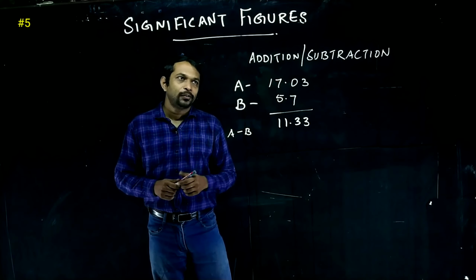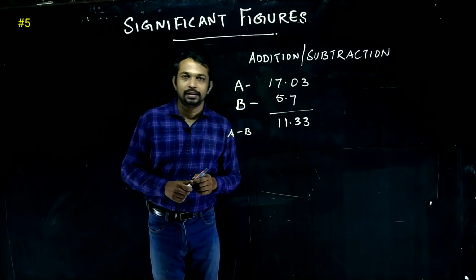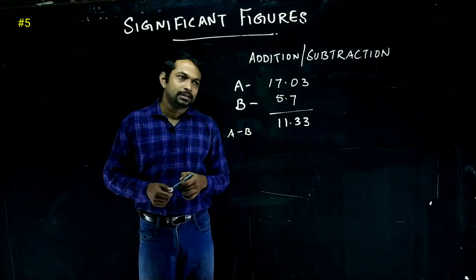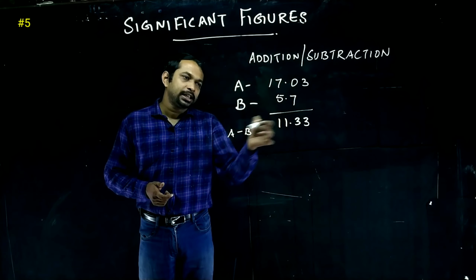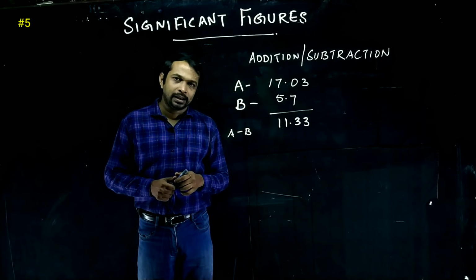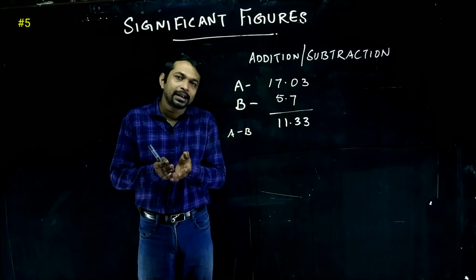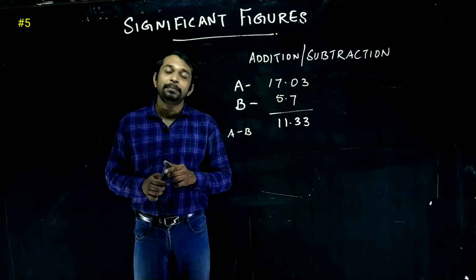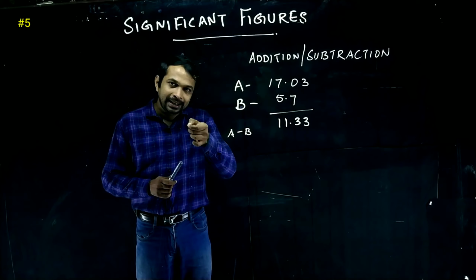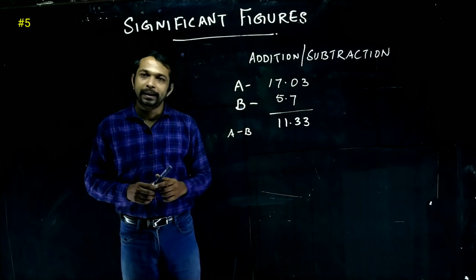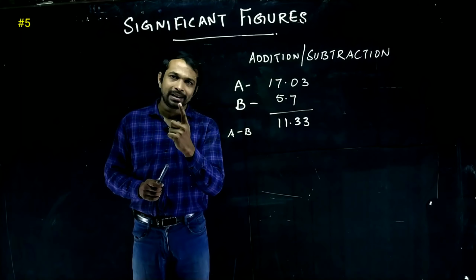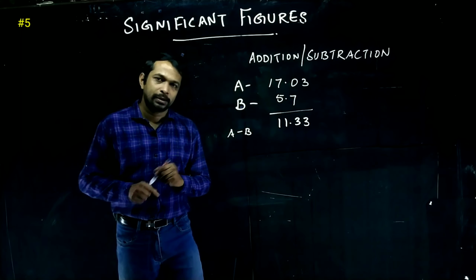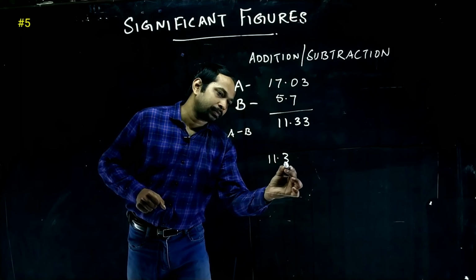Now let's find out when it comes to addition and subtraction. You have two numbers, A 17.03 and B 5.7, and A minus B is giving you 11.33. Now the procedure is the same, but here the governing factor is not significant figures. Instead, here it is decimal places. So which one has got the least number of decimal places? Again it is B, and that one has got only one decimal place, right? Only this 7. So the answer also will have only one decimal place, 11.3.